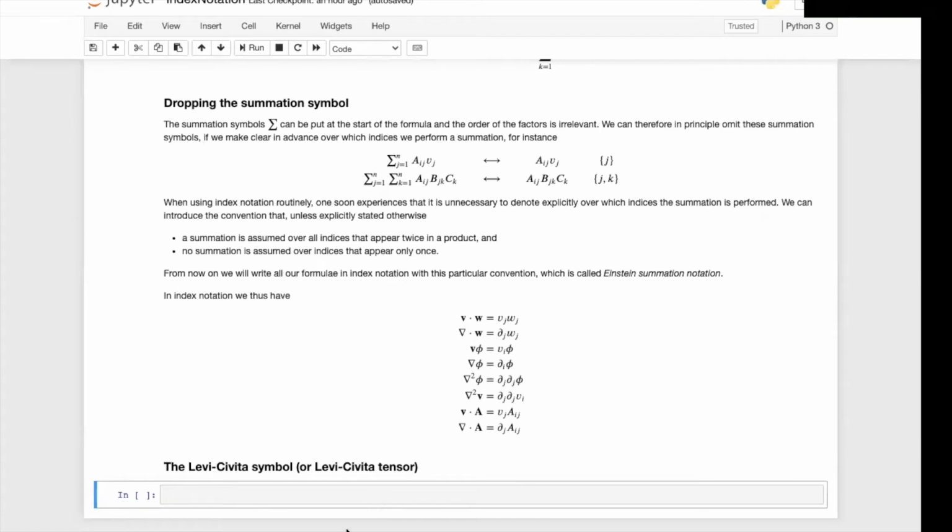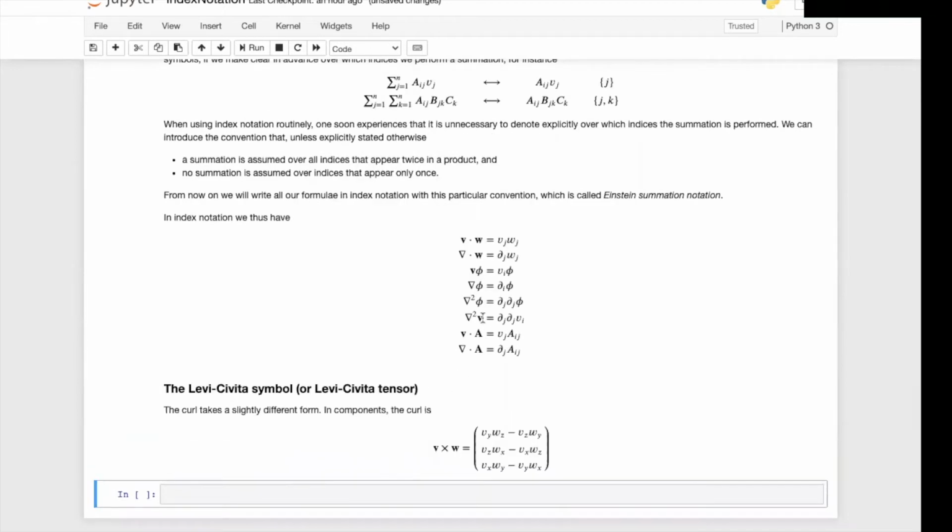Let's consider now the curl. For the curl, we will need the Levi-Civita symbol, which you may or may not be familiar with. So let's do a brief primer on the Levi-Civita symbol. The curl takes a slightly different form than the other vector transformations that we use.